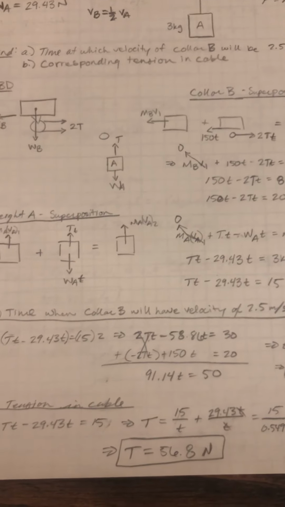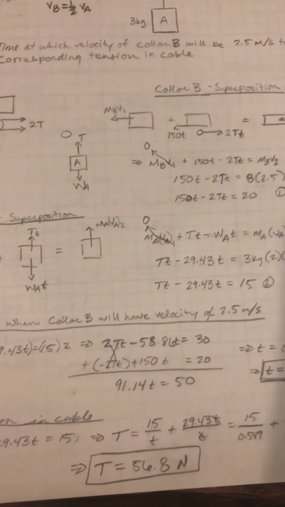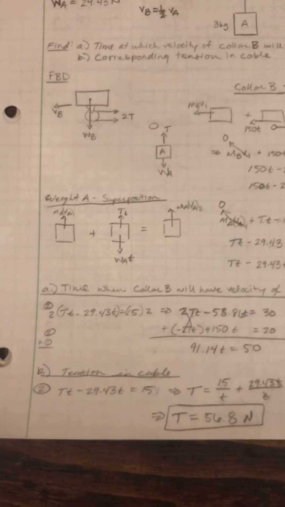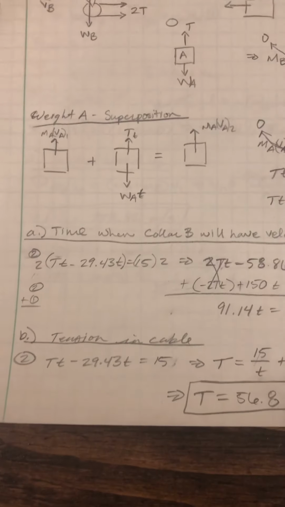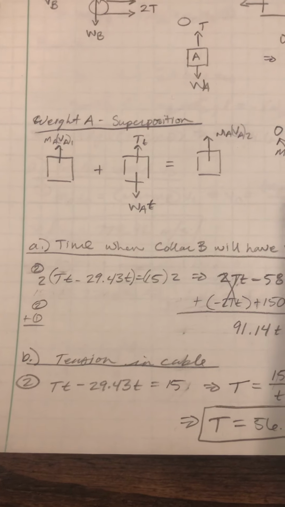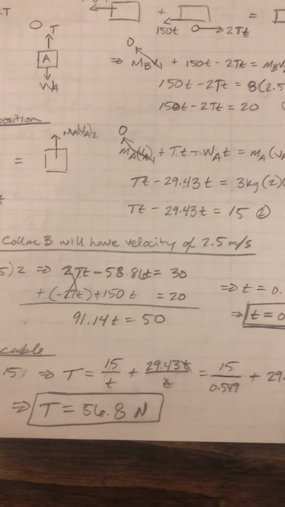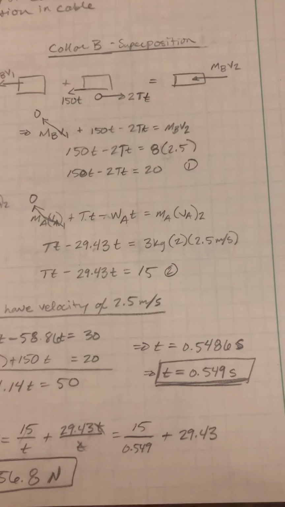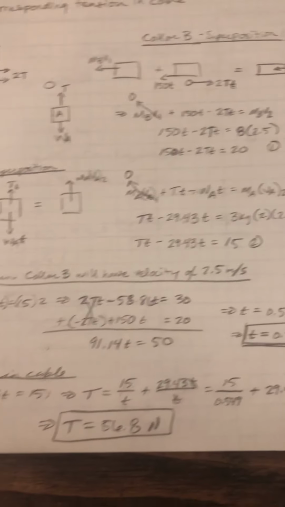And so setting equation 2, plugging in 2.5 meters per second in order to find the time at which the velocity of collar B is equal to 2.5 meters per second, we take the second equation, multiply that by 2, and add equation 1 to it. And thus we're able to get the time that collar B is equal to 2.5 meters per second is 0.549 seconds, which is relatively quick.